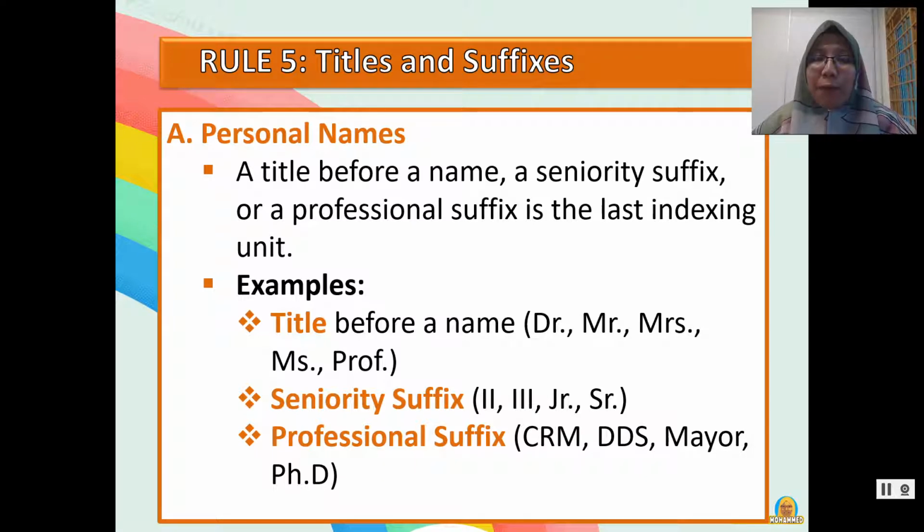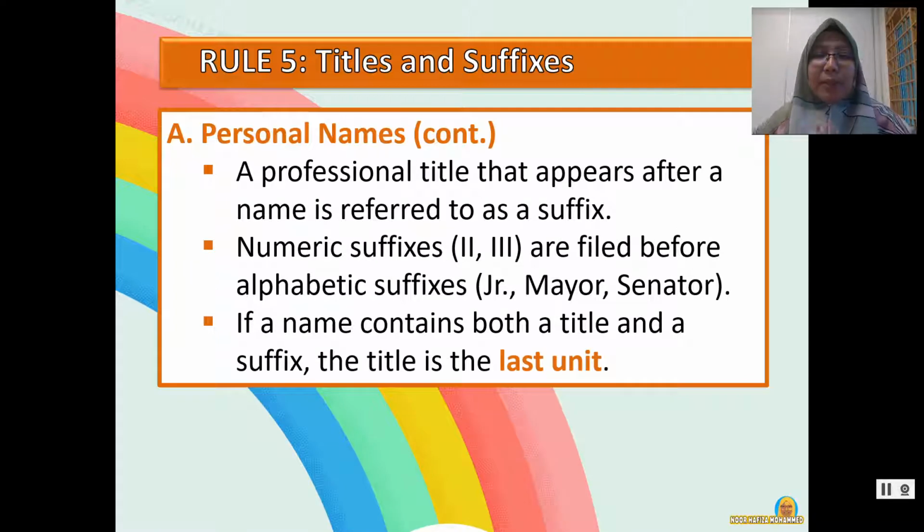So, for rule 5, you need to know the examples of title, the examples of seniority suffix, and the examples of professional suffix. Again, I repeat, you have title and suffix, and for suffix you have two, seniority and professional. For a personal name, a professional title that appears after a name is referred to as a suffix.